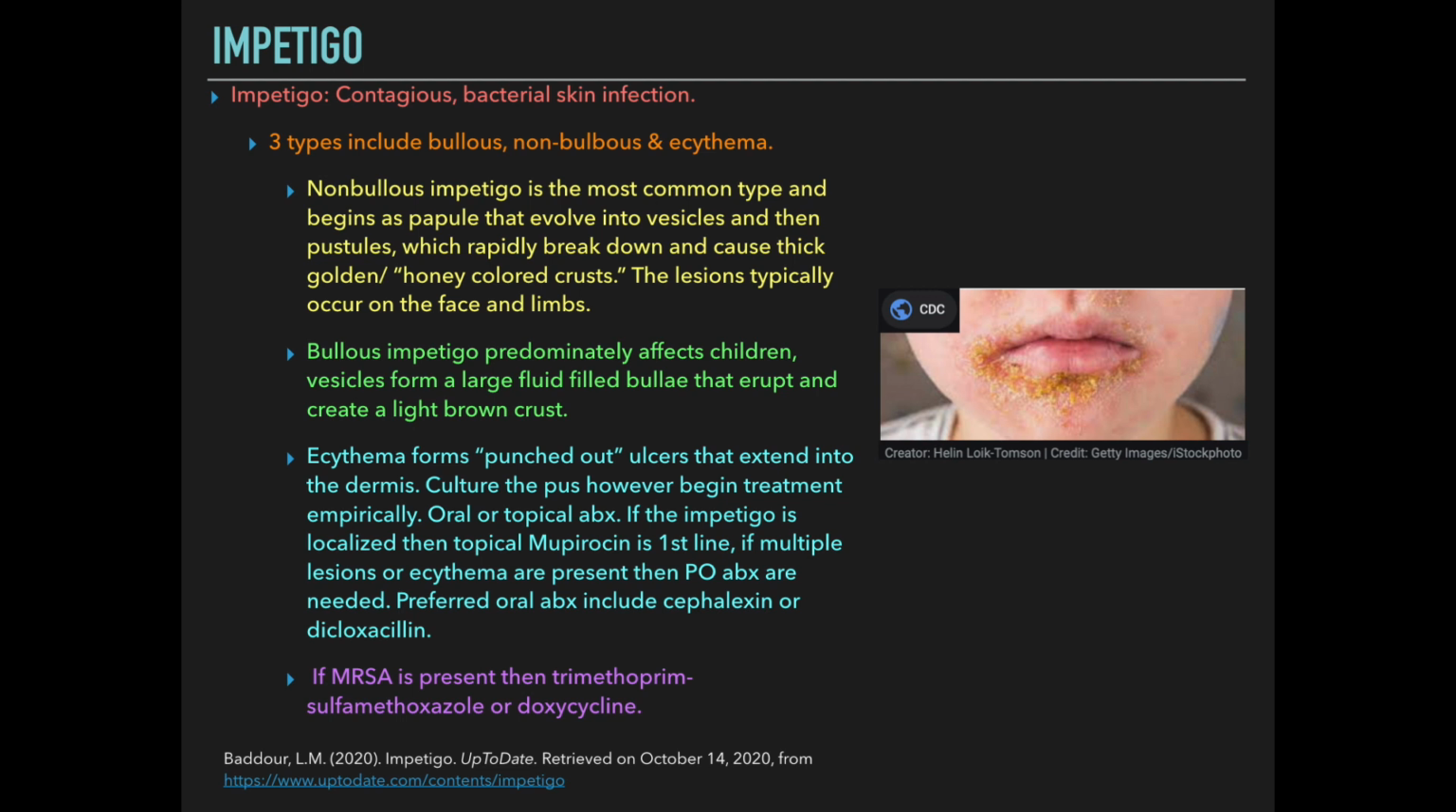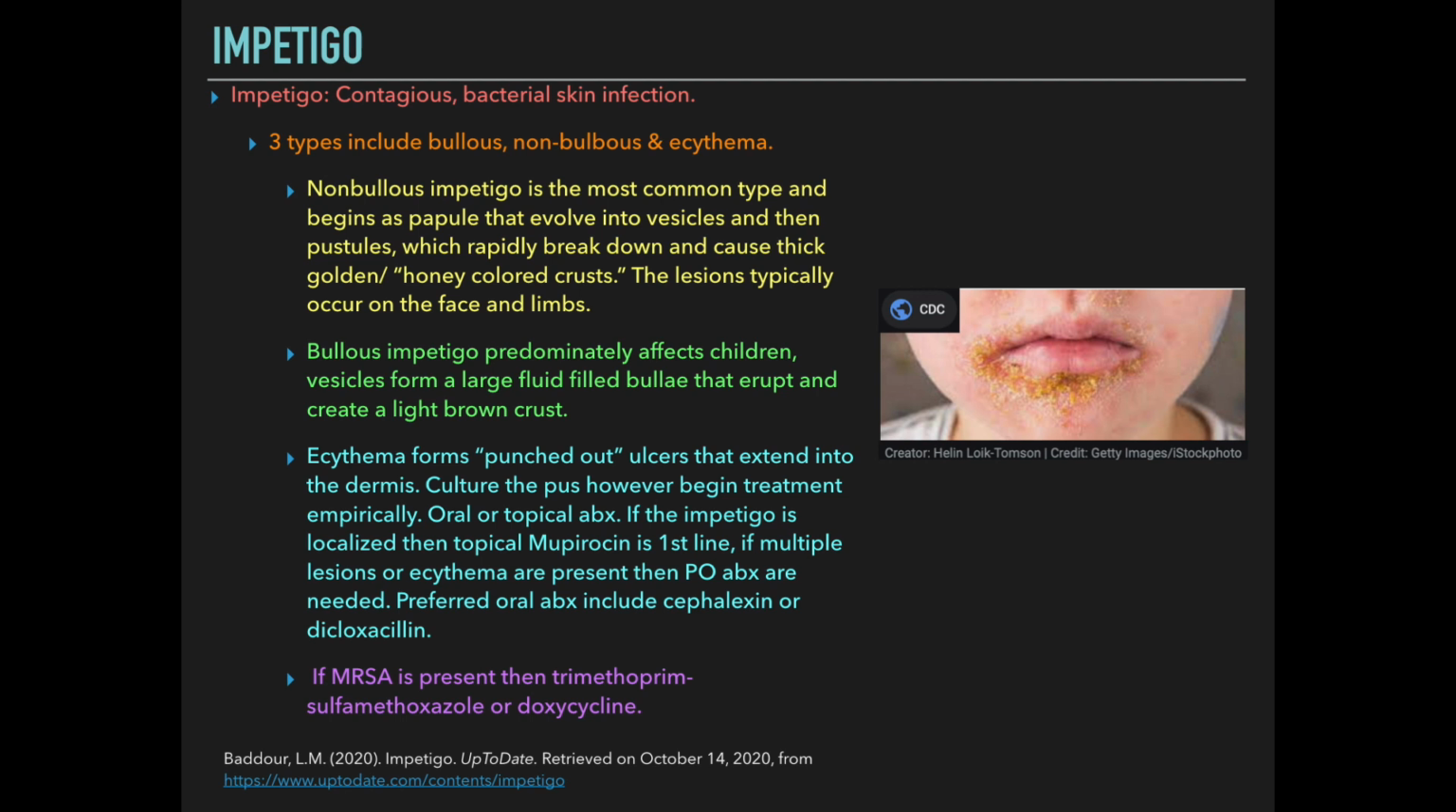Bullous impetigo generally affects children, and this is where vesicles form a large fluid-filled bullae that erupts and again creates this light brown crusting. Ecthyma is more of a punched out appearance, and this is ulcers that extend all the way down into the dermis. It is recommended that you culture the pus and then begin treatment, however, empirically, either with oral or topical antibiotics.